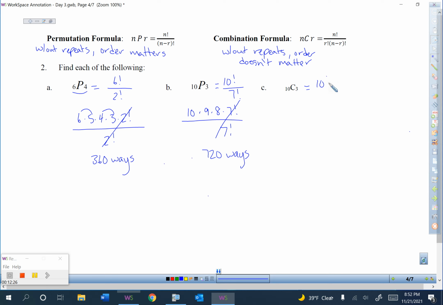Then on the bottom, 3 factorial over 7 factorial, those will cancel. So I know I have this 720, and then this really says 3 times 2 times 1. So then I'm going and taking this and dividing it by 6. So 120 ways for this one.